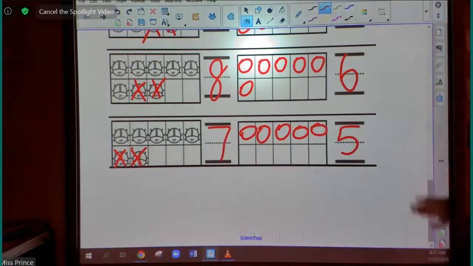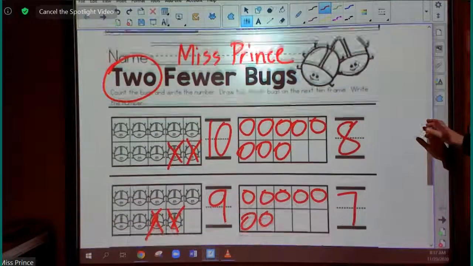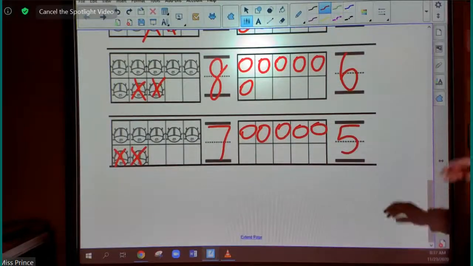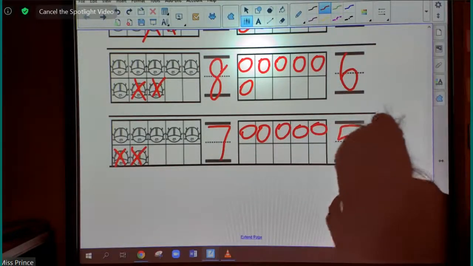So Paulina, do you have this paper? No. You don't have it? Okay, so if you don't have this, then you need to make sure you come get your packet when you come into school today. And then you can do these later tonight, okay?